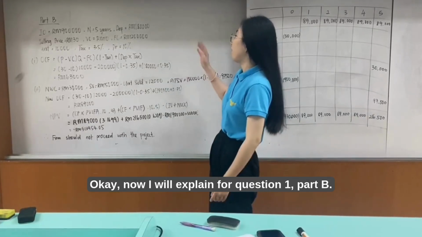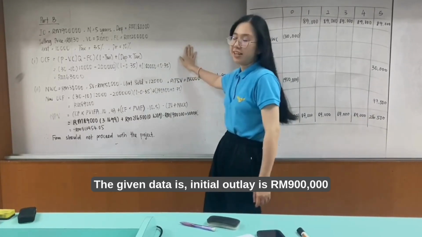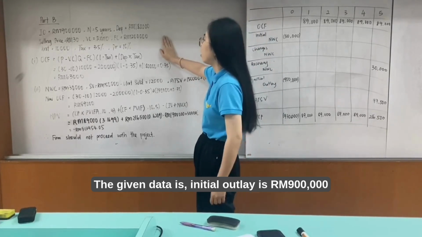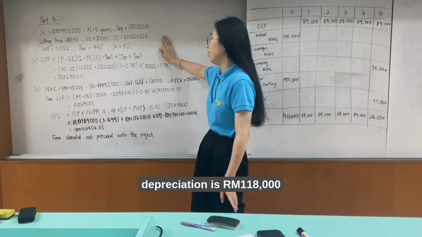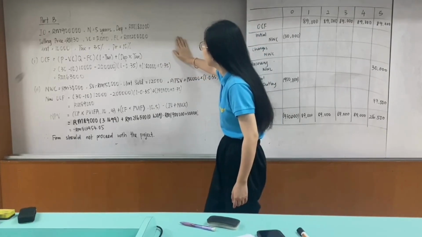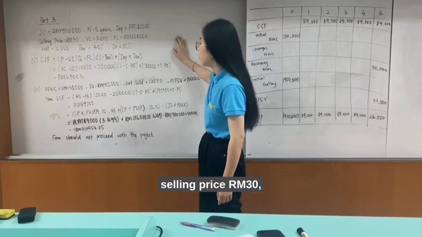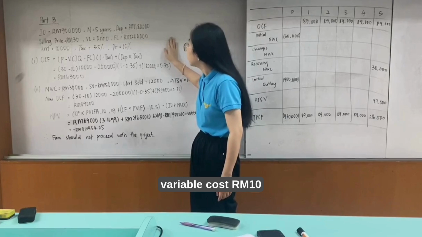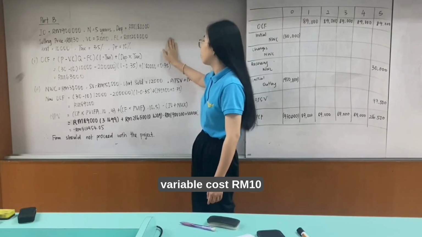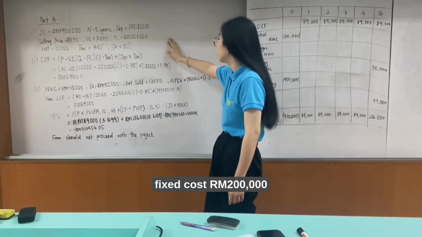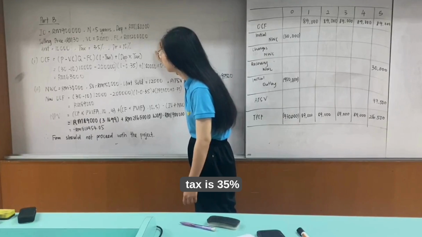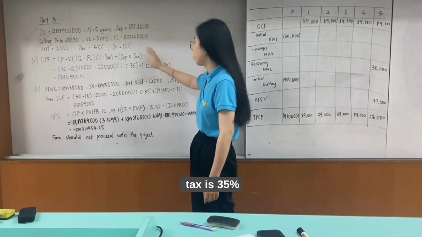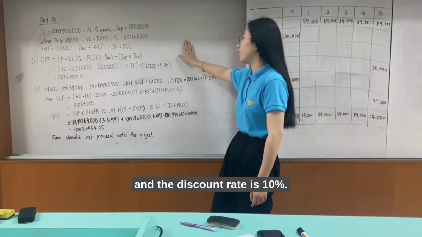Okay, now I will explain question 1 part B. The given data is: initial outlay is 900,000, period is 5 years, depreciation is 180,000, selling price is 30 ringgit, variable cost is 10 ringgit, and fixed cost is 200,000. The units are 10,000, tax is 35%, and the discount rate is 10%.